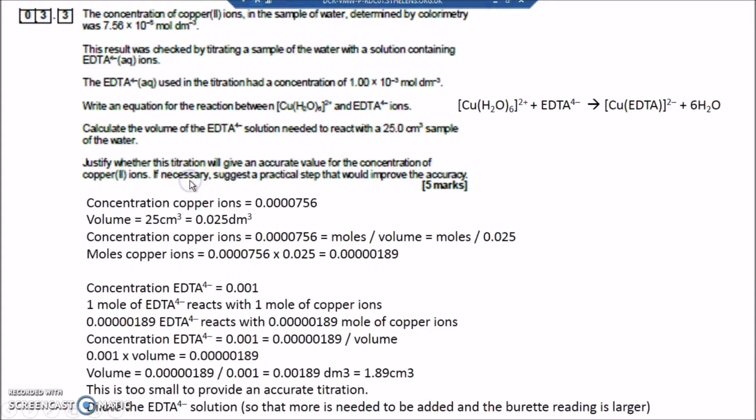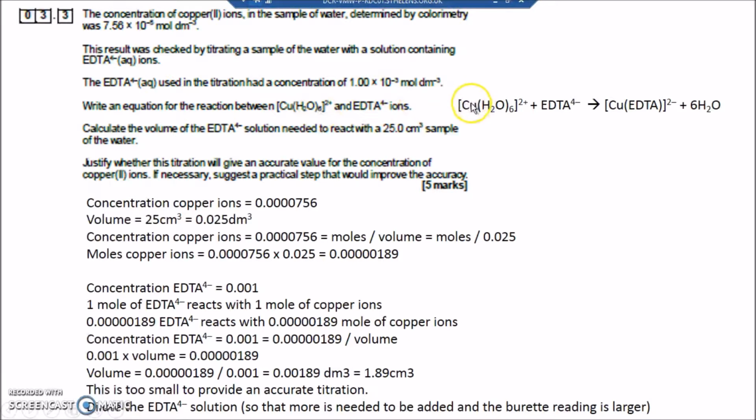So let's have a look what we need to do. The concentration of copper ions is 0.0000756. So we've got that from here. The volume of the water sample is 25 cm cubed. To turn 25 cm cubed, small units, into larger units, you need to divide by 1,000. So 25 divided by 1,000 is 0.025. So the concentration of copper ions is this: concentration equals moles divided by volume, moles divided by 0.025, and therefore the moles of copper ions are the two multiplied together and equals 0.000000189. So that's the number of moles of copper ions.